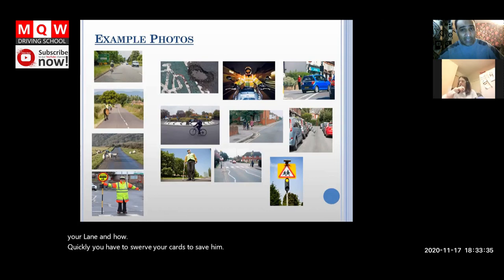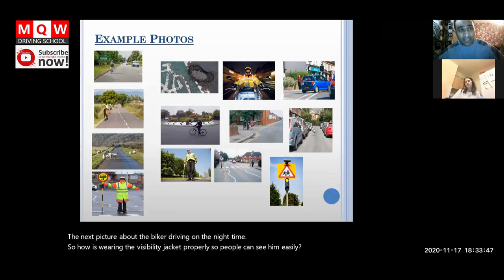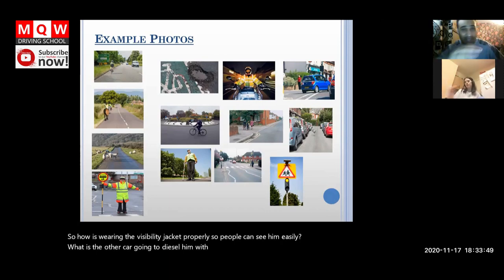The next picture is about the biker driving at night time. So how is he wearing the high-visibility jacket properly so people can see him easily? What if the other car dazzles him with its light and he has to do like this, and then he suddenly does something and you have to save him?